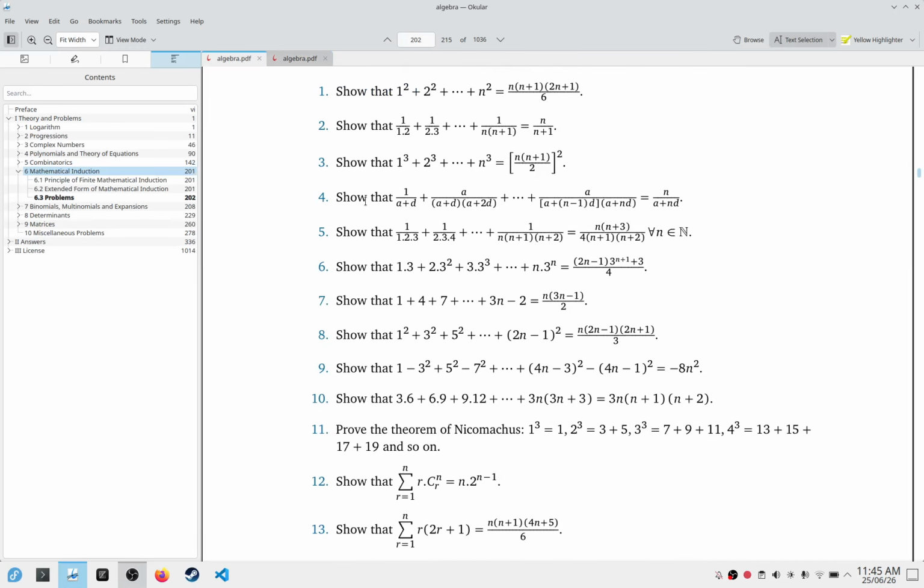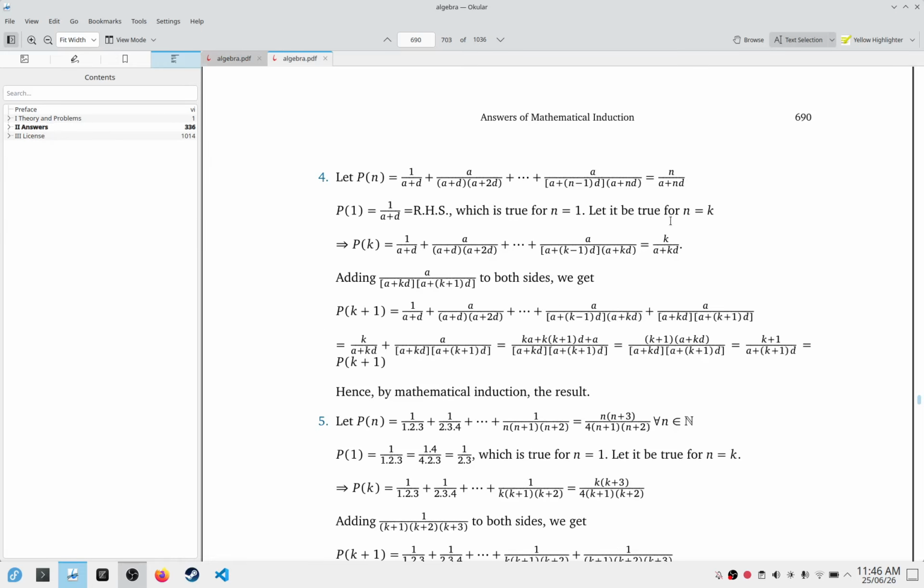Question 4 says that we have to show that 1 by a plus b plus 1 by a plus b times a plus 2b up to 1 by a plus n minus 1 into b times a plus nb is equal to n by a plus nb. So we let n is equal to 1. So P1 is equal to 1 by a plus b, and the other side is also 1 by a plus b. So it is true for n is equal to 1.